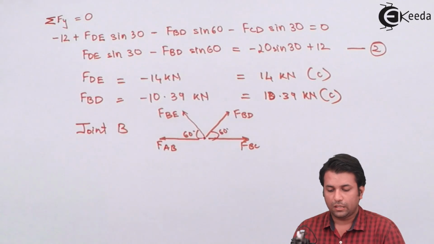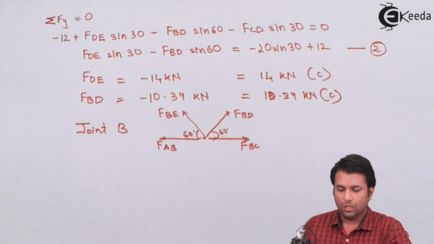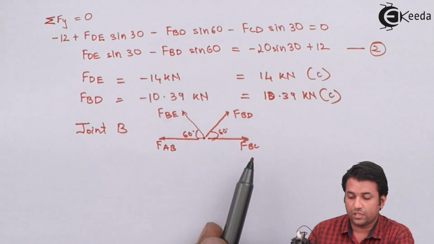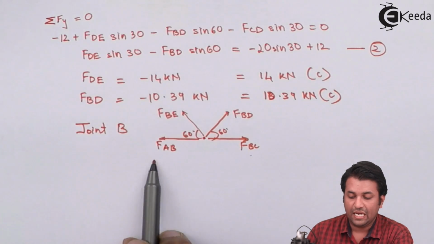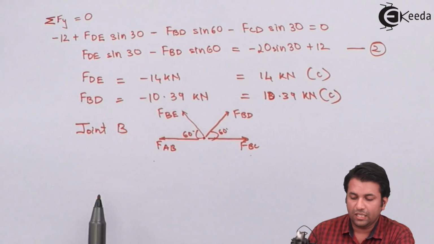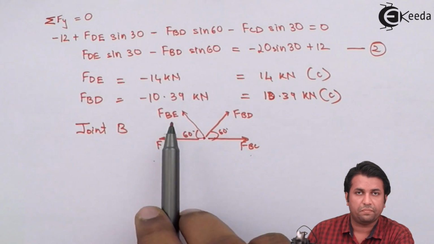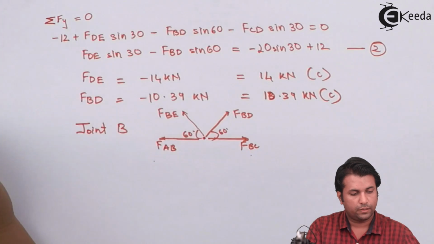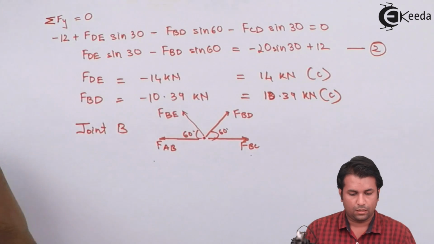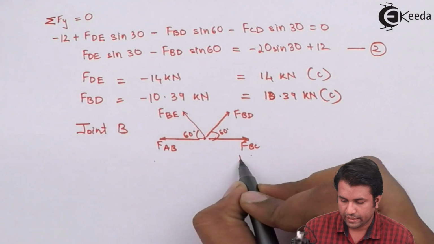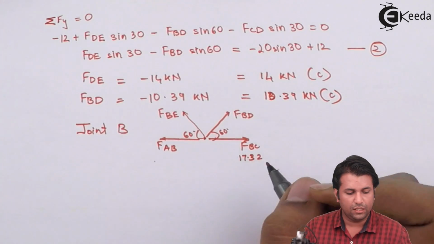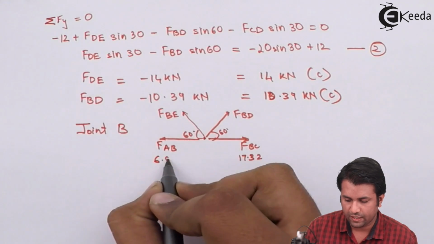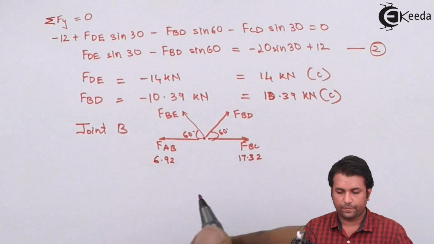I need to find the force in the member BE. So I can apply the condition of equilibrium. Now you can see that I have already calculated the forces in the members BC, AB and BD. All I need to do is put in the values and find the force in the member BE. I'll just substitute the values that I have already got. BC, it was 17.32 kilonewtons. AB, it was 6.92 kilonewtons.